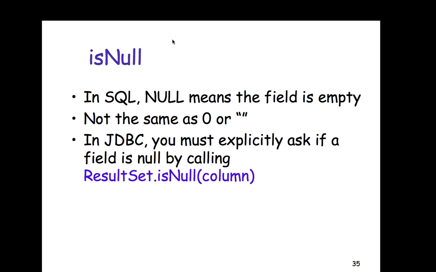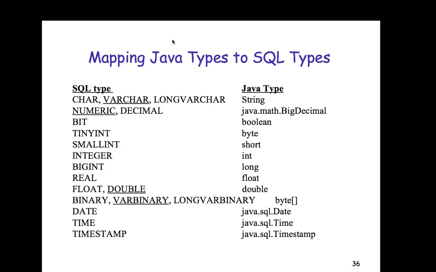Is null. In SQL, null means the field is empty. Well, actually, it doesn't mean that, but it does mean that it's null. So we all know what null is. It's not the same as zero or empty. The driver interface supports a concept in JDBC: you must explicitly ask if the field you're calling is null. So you can run the result set's is-null check on a column to figure out if the column is null.